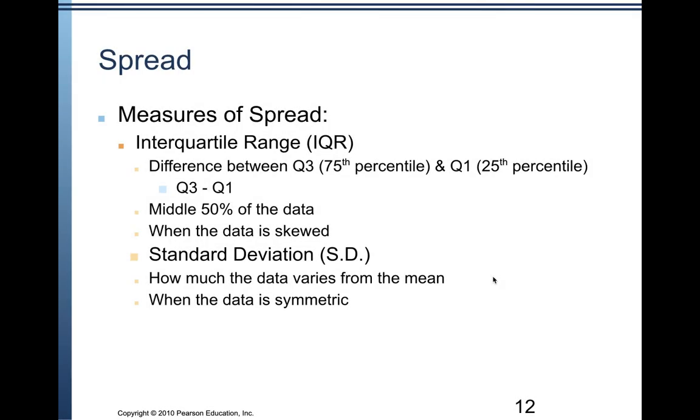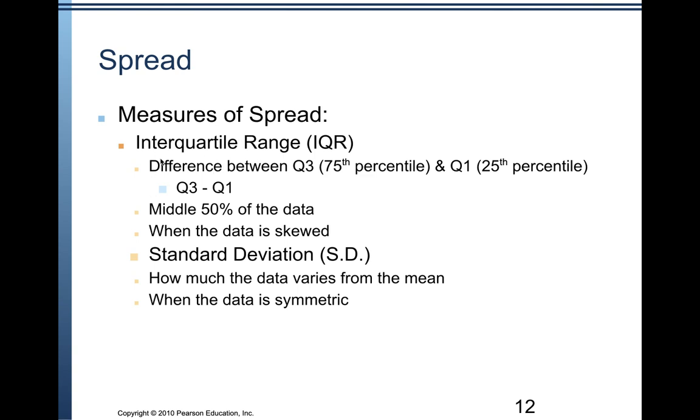And then, of course, we have the spread. And the spread, again, is what it says it is. The spread is essentially how spread out the data is. And just like with center, we have two different ways that we can accurately measure how spread out the data is. One of them is called the interquartile range, or IQR for short, and the other is called the standard deviation, which you may have heard before. So I'll talk about the interquartile range first.